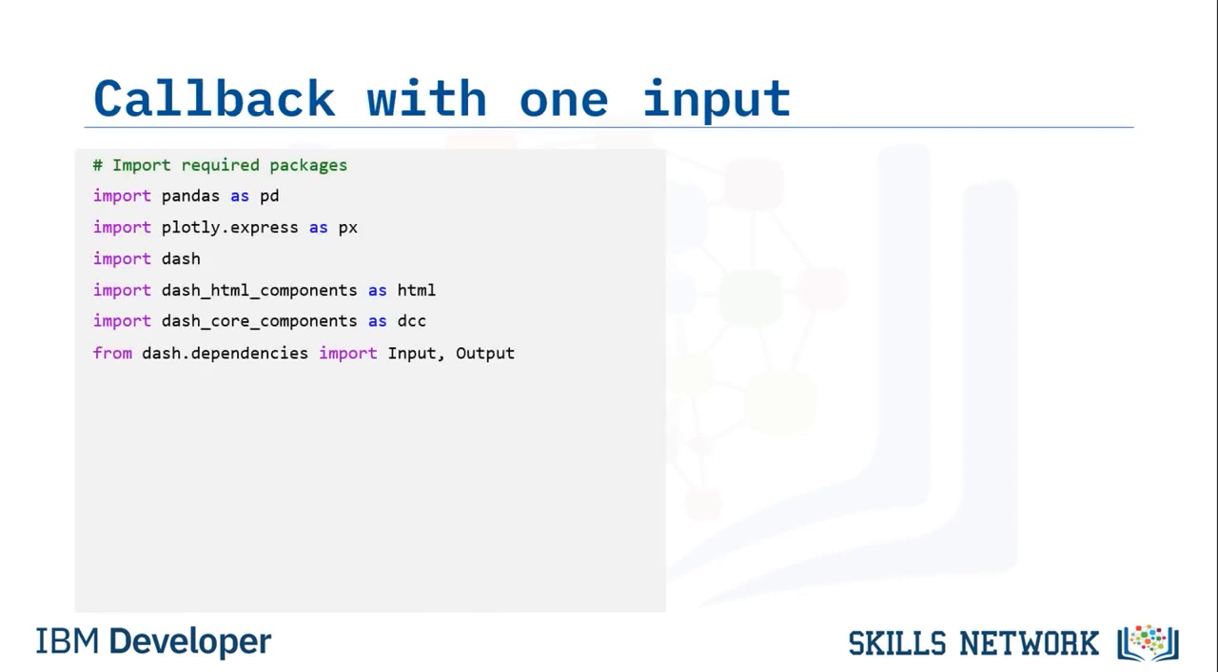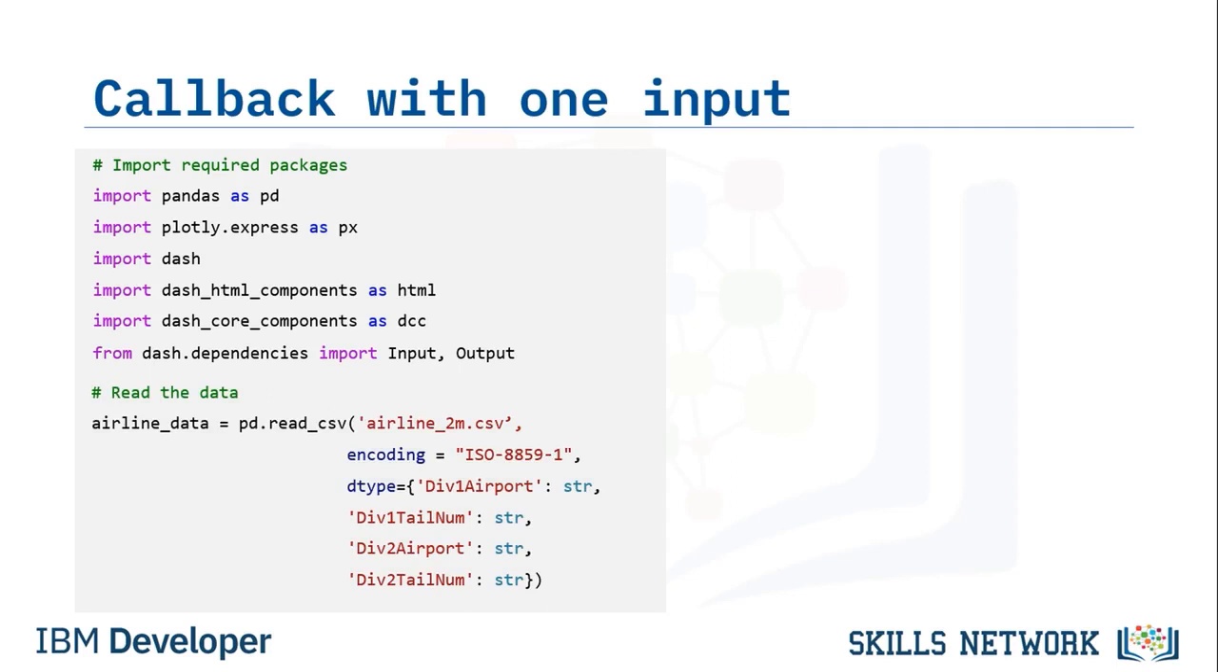First, we import the required packages. As seen before, we will import pandas, dash core, and HTML components. The new entry here is dash dependencies. From dash dependencies, we will import input and output that we will use in the callback function. We read the airline data into the pandas data frame. We load our data frame at the start of the app, and it can be read inside the callback function.